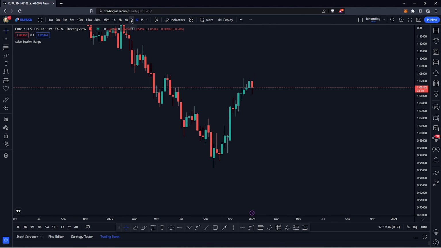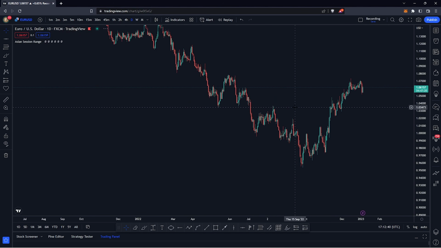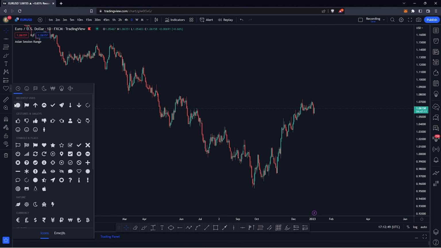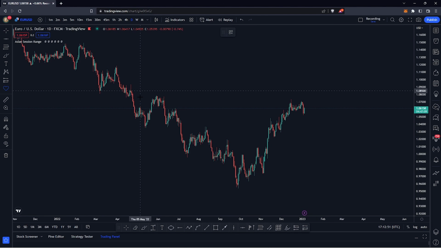So now let's drop down to the daily time frame, and this is where structure comes into play for me. So the first thing I'm going to do is I'm going to start drawing out structure to see where price is going. So I'll start from any point, but I'll start from around here.